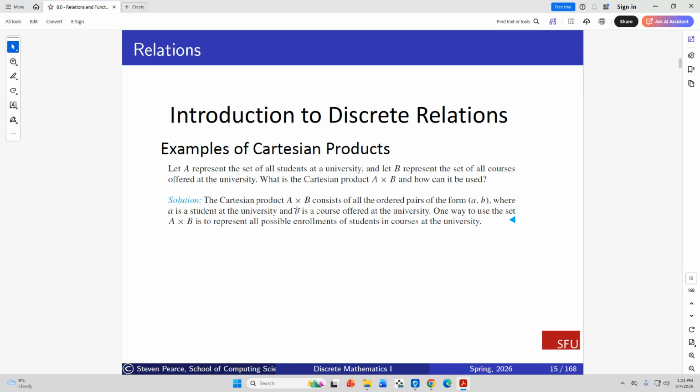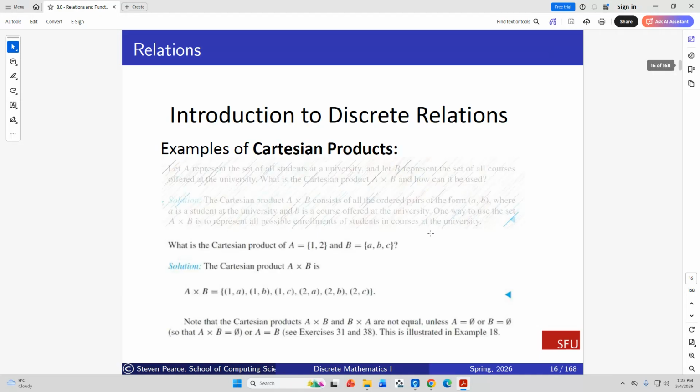So the Cartesian product A cross B consists of all the ordered pairs of the form (a, b), where a is a student at the university and b is a course offered at the university. So one way to use the set A cross B is to represent all possible enrollments of students in courses at the university. So what is the Cartesian product of A = {1, 2} and B = {a, b, c}?